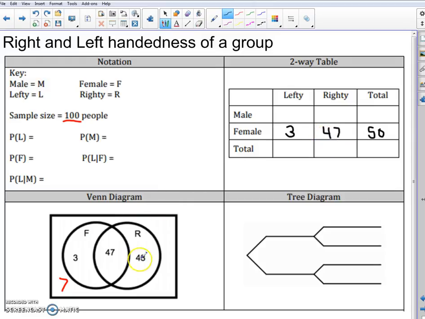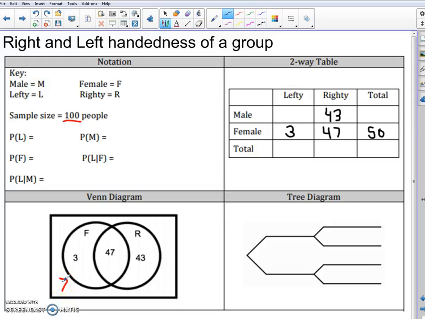Now we want to take a look, and I have this 43 right here. I know that that's right-handed, but it is not a part of the female circles. So it's right-handed and not female, so I know that it's got to be right-handed males. So I'm going to put a 43 over here for my right-handed males. And you can tell because here's the righty, here's the male, this is where they meet, so I'm going to put that number there. And then you can see that the 7 represents males that are left-handed.